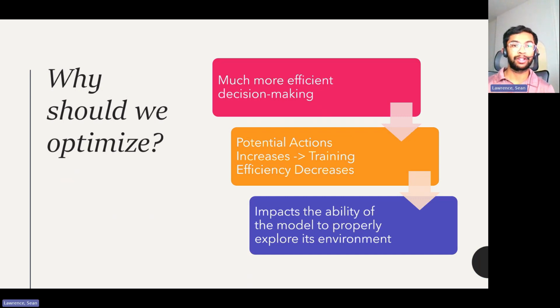So I briefly touched on this already, but it's important to consider why optimizing action spaces is important. As the number of potential actions increases, the search space grows exponentially, making it difficult for models to explore and learn effectively. So by optimizing the action space, we can reduce the dimensionality and make the learning process more manageable. This also improves the model's ability to properly explore its environment. As the non-viable paths are pruned, it's more likely a model will go down a viable path.